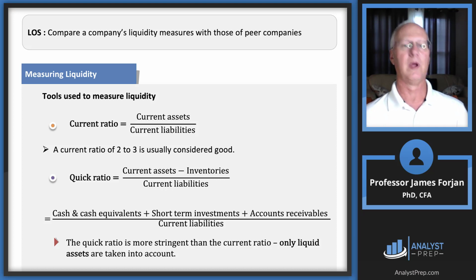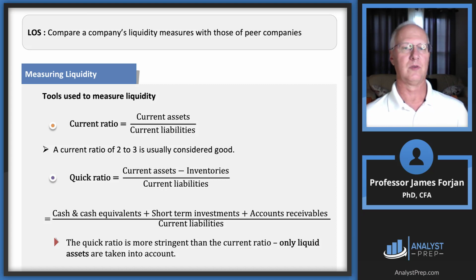So here's some good ratios: current and quick ratio. These are pretty much the standard liquidity ratios. I ask almost every semester for my students to both calculate and interpret a current ratio. So current ratio is just current assets over current liabilities.